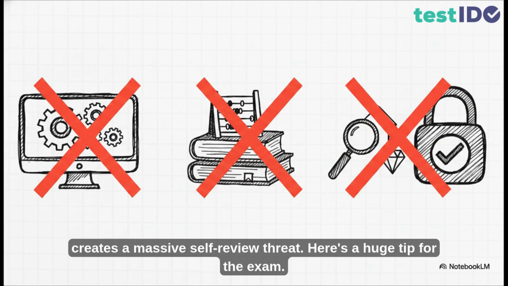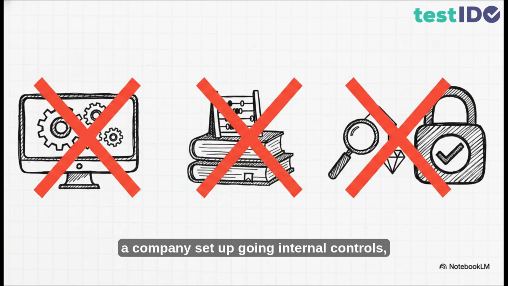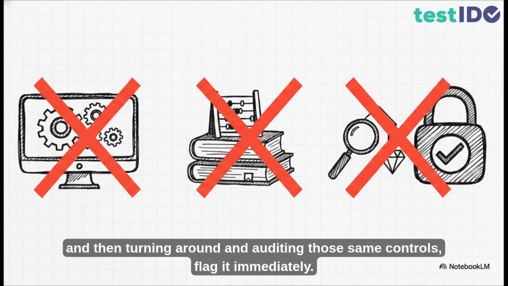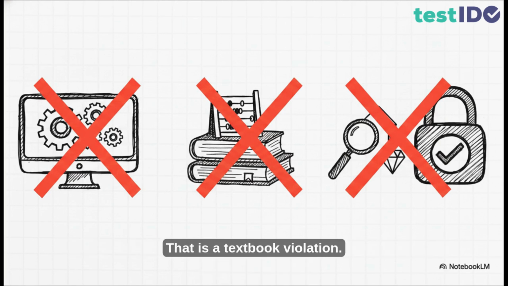Here's a huge tip for the exam. If you see a CPA firm helping a company set up internal controls and then turning around and auditing those same controls, flag it immediately. That is a textbook violation.